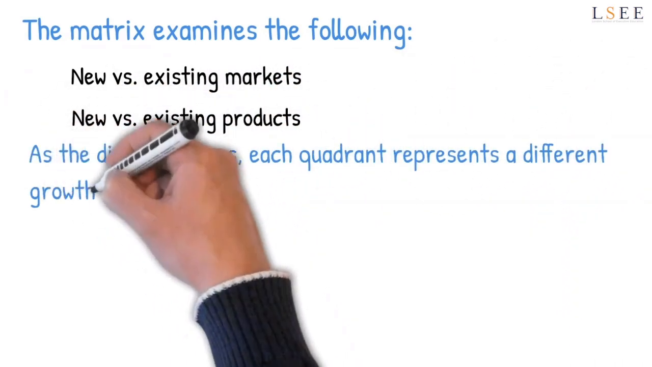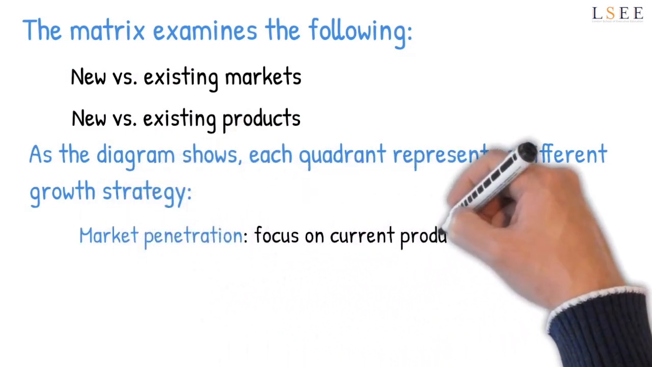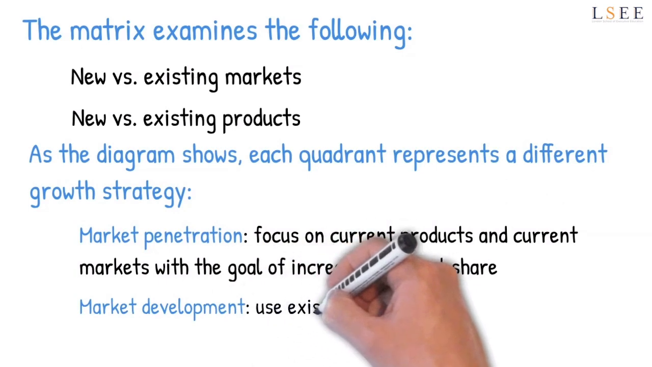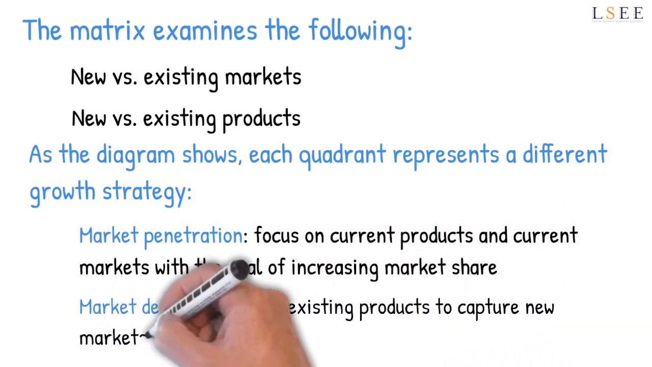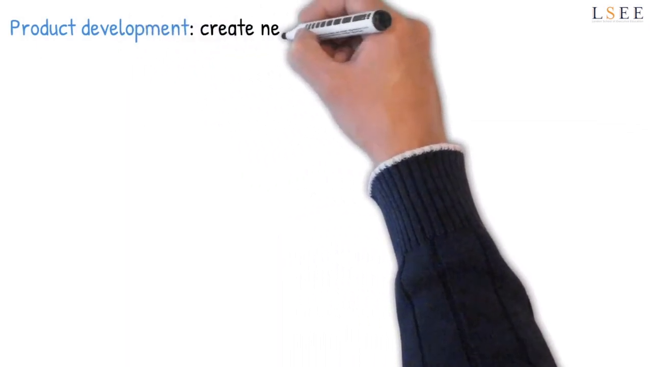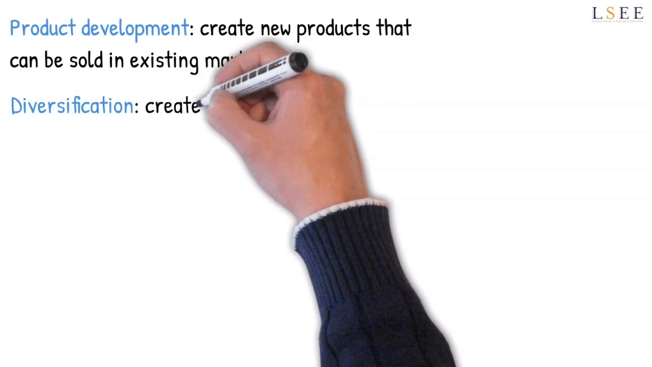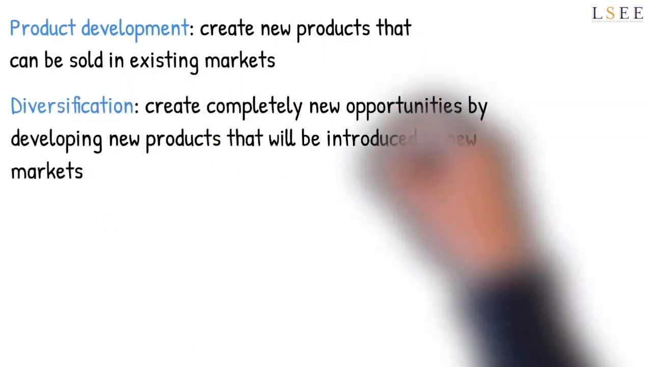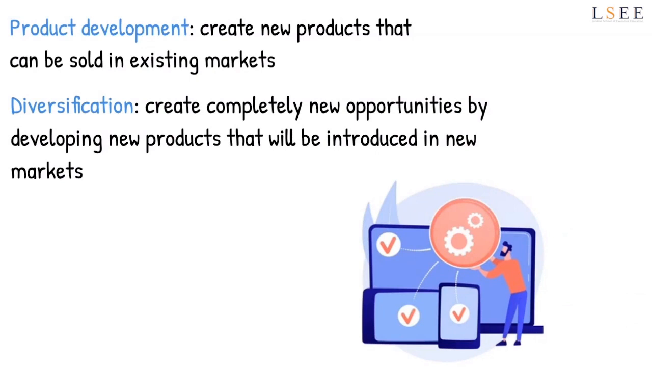Market penetration, focus on current products and current markets with the goal of increasing market share. Market development, use existing products to capture new markets. Product development, create new products that can be sold in existing markets. Diversification, create completely new opportunities by developing new products that will be introduced in new markets.